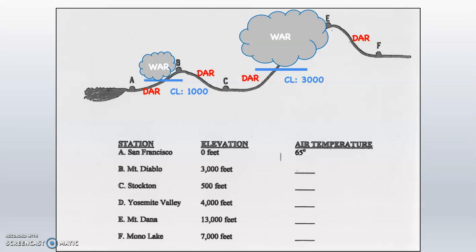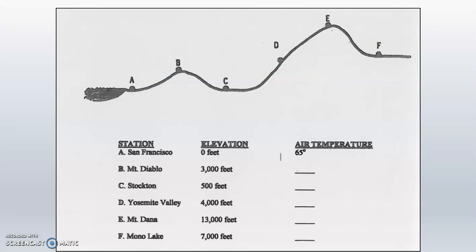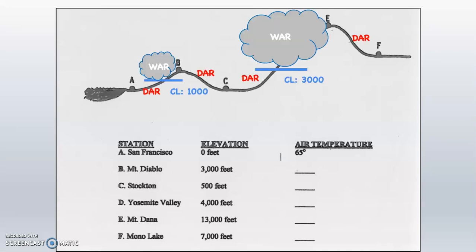Then the air continues to rise all the way up to the top at Mount Dana at 13,000 feet. Then it descends into the leeward side valley at 7,000 feet. Now look, of course, I covered up Yosemite, which is letter D, when I put the cloud on there. But you can see, there it is right there. Okay? Good. Good luck.